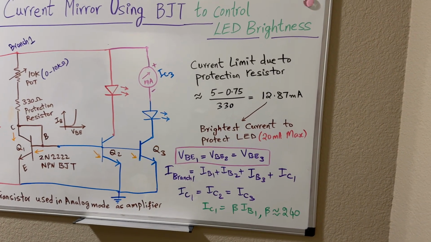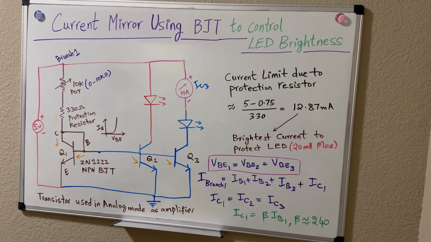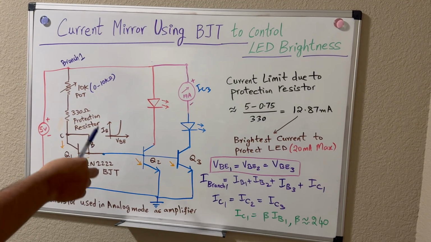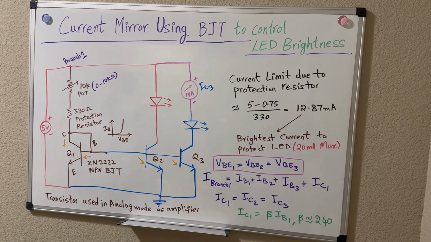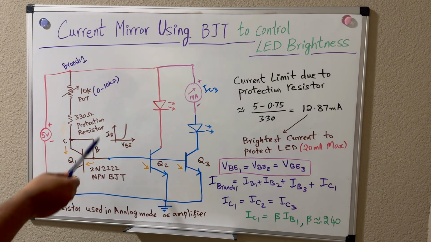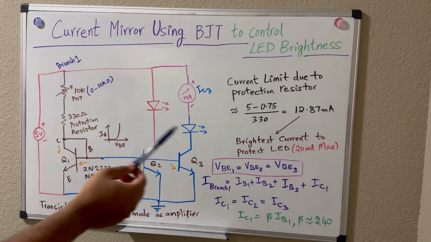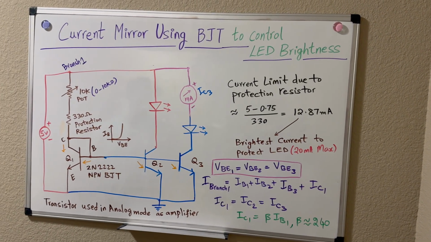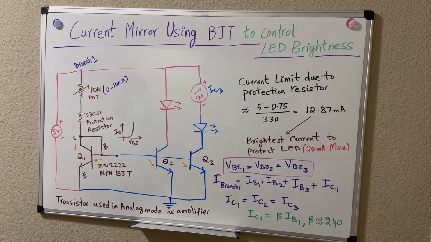So the reason we're using a 330 ohm protection resistor is because this can go to 0 to 10K, and because these LEDs are limited to 20 milliamps, that's their maximum, by having a 330 ohm protection resistor here, we limit the total current of the system to 12.87 milliamps on each branch, so that's more than enough to protect each of the LEDs.